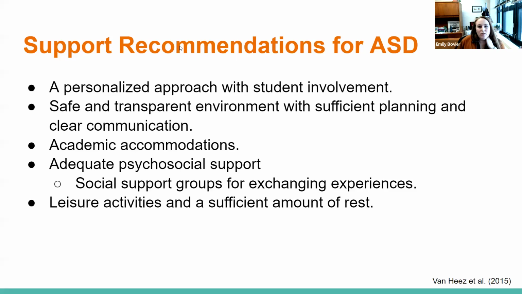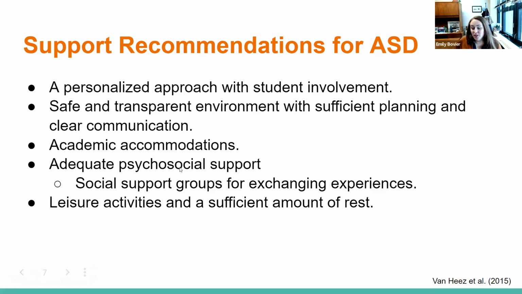All right, so let's talk about some support recommendations for individuals on the autism spectrum. A personalized approach with student involvement is very important. So as I said, we can apply these overarching themes with broad characteristics in mind about what might be a strength-based approach for individuals with autism. But again, they're individuals, right? So it's important to think about how, and that student should be involved in that personalized approach. The environment should be safe and transparent with sufficient planning and clear communication. Obviously, academic accommodations if they are needed, adequate psychosocial support.